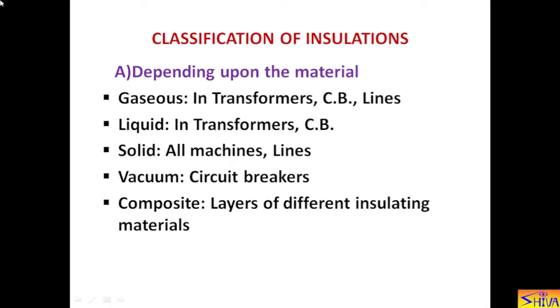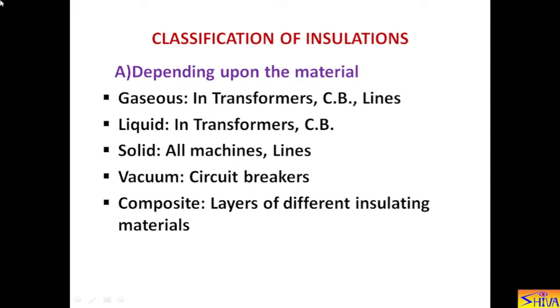Second category is liquid insulations. It is used in transformers, circuit breakers, as well as in oil-filled cables. In oil-filled transformers, oil is acting as cooling medium as well as it is providing insulation between winding and the body of the transformer. In circuit breaker, oil is used as arc quenching medium as well as when circuit breaker contacts are open, it is acting as insulation between two contacts.